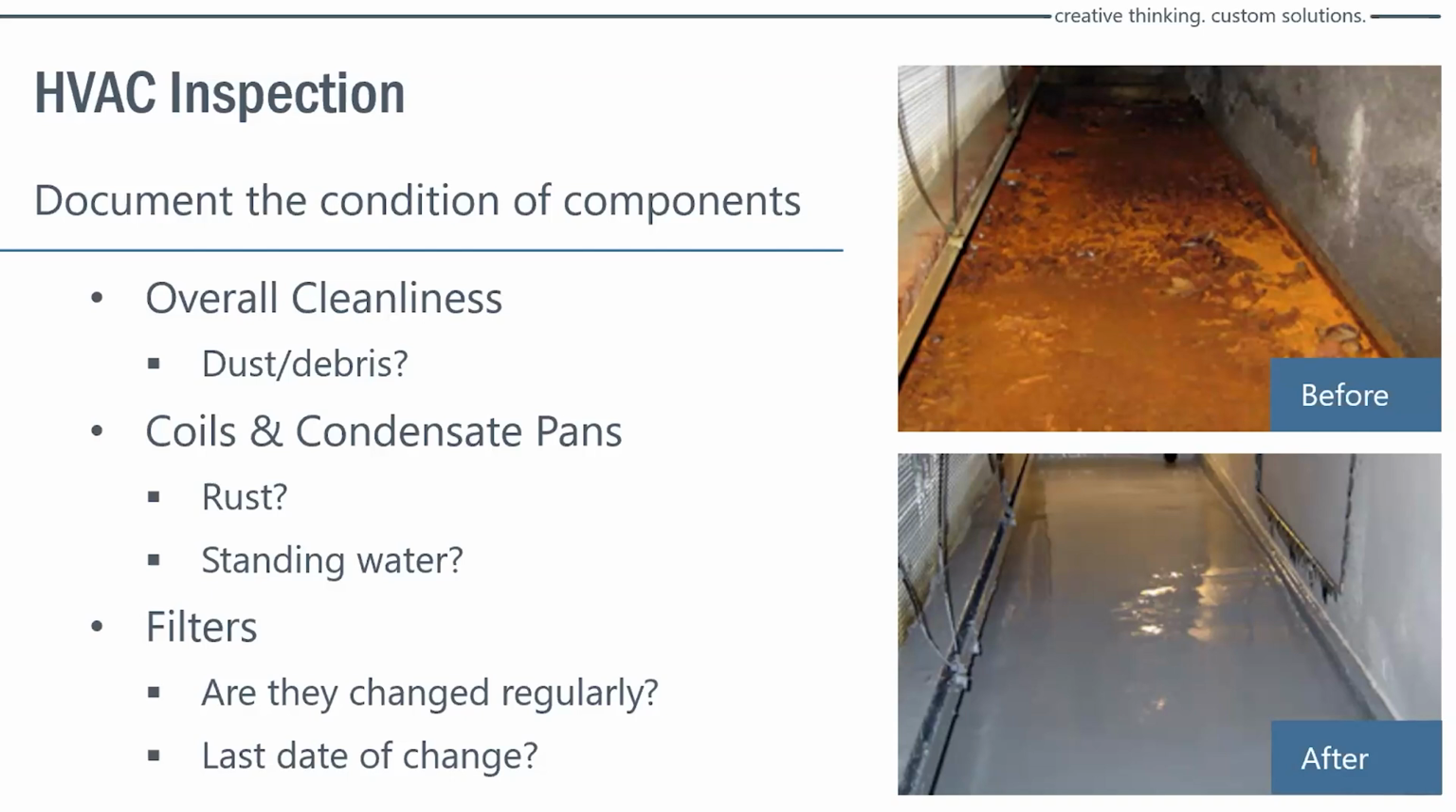Is there visible dust and debris? Are the fan blades visibly dirty? These are all things you can look for. Look at the filters. Are they properly installed? Are they the correct filters? When's the last time they were changed? All these things are pieces of the puzzle. So when you're looking in an AHU or HVAC system, be mindful that there's a lot of components, and make sure you take good notes, good pictures.